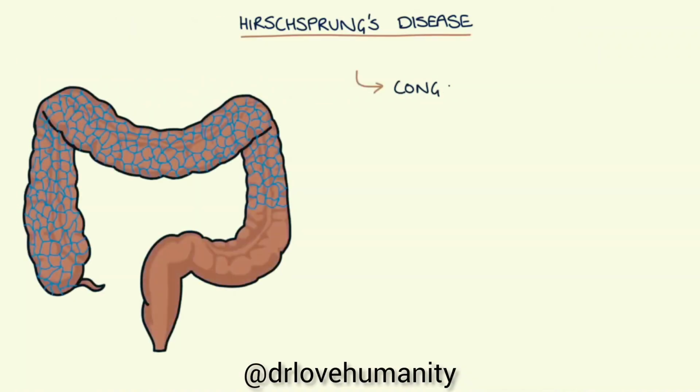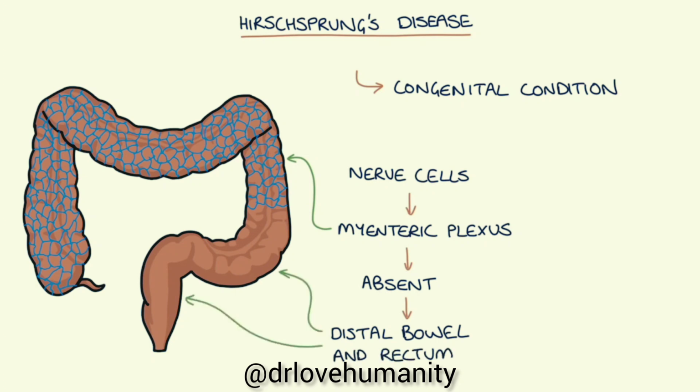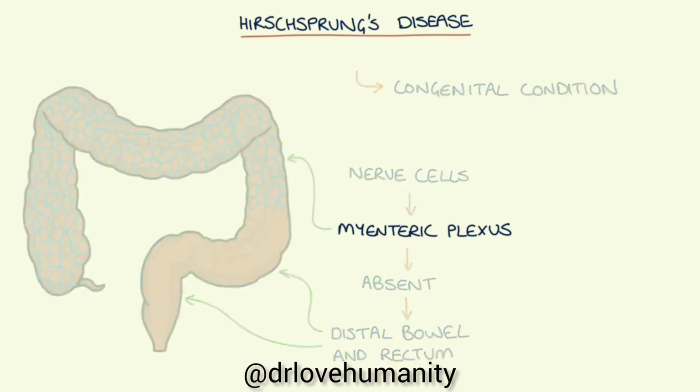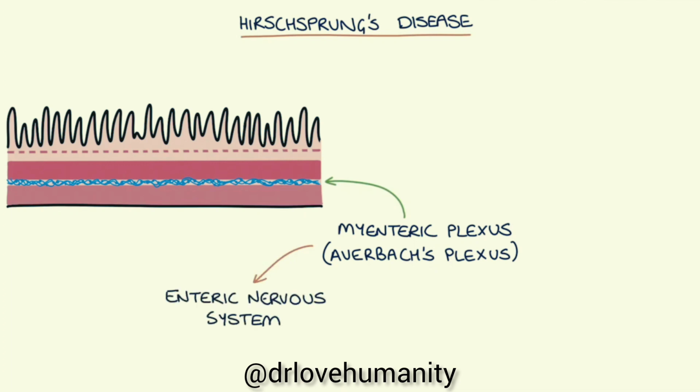Hirschsprung's disease is a congenital condition where the nerve cells of the myenteric plexus are absent in the distal bowel and rectum. The myenteric plexus, which is also known as Auerbach's plexus, forms the enteric nervous system. It's the brain of the gut.